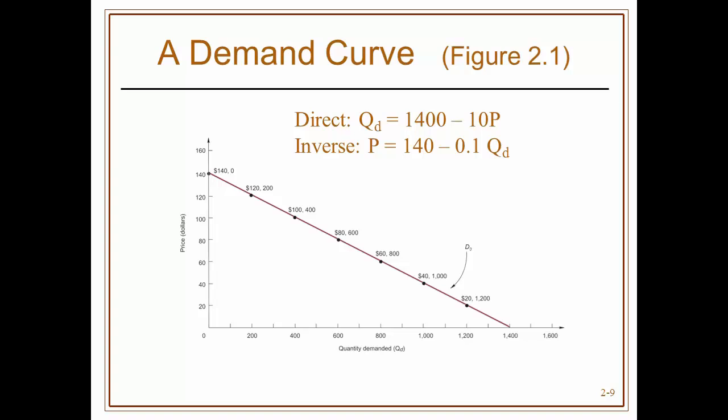The actual equation of this line is given as that inverse demand function. You see again that price is on the vertical and quantity is on the horizontal. If you determine the equation of this line as it's drawn, you get the inverse demand function written there: P equals 140 minus 0.1 Q. Between points A and B, you can see this inverse relationship. As the price falls, the quantity demanded increases, everything else equal.